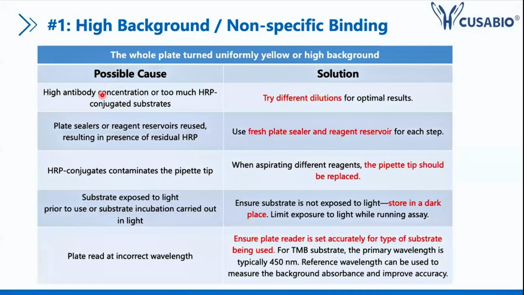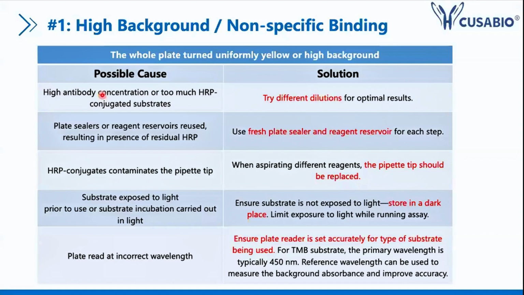I also want to remind our audience about two concepts, the stock concentration and working concentration. When the ELISA kit comes, the kit always has the buffer at the stock concentration. Then you need to dilute the stock concentration to get an optimal concentration called the working concentration. So it's different. You need to use the buffer at the working concentration for your ELISA experiment. And some other relevant cause that I would say is HRP conjugate substrate contamination.